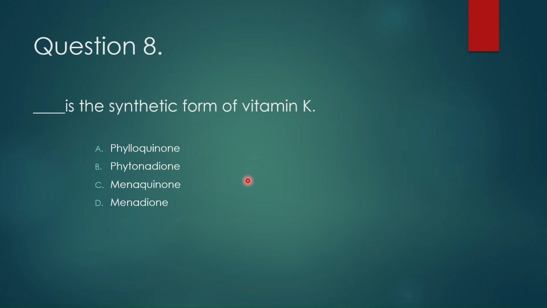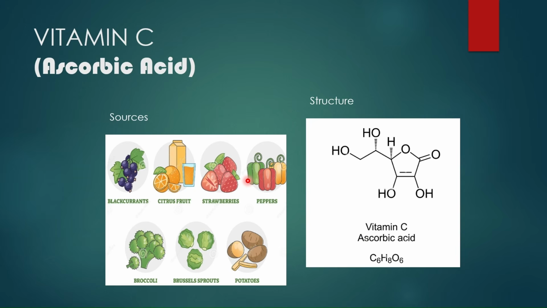Let's move to our first water-soluble vitamin, that is vitamin C. Vitamin C is also known as ascorbic acid. A molecule of ascorbic acid contains 6 carbon, 8 hydrogen, and 6 oxygen atoms. The richest sources of ascorbic acid are citrus fruits, strawberry, blackberry, peppers, broccoli, potato, etc.